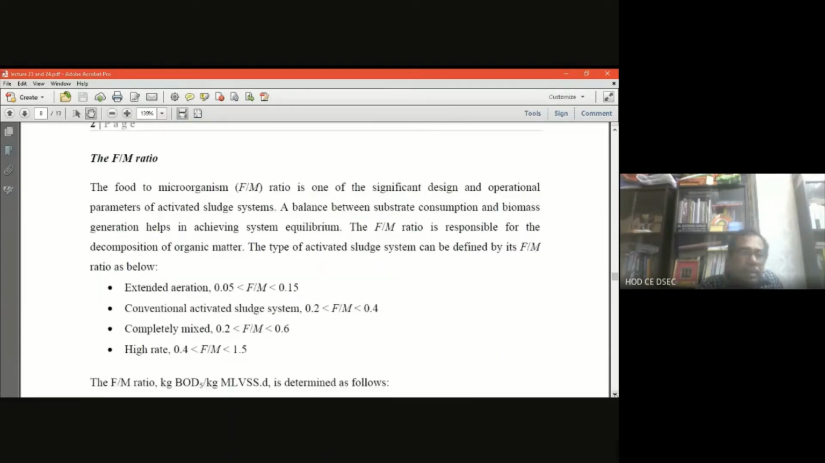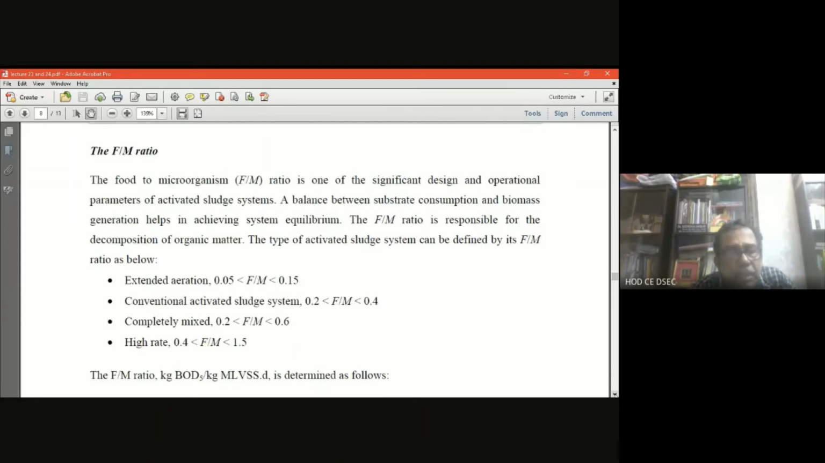Now the F by M ratio, which is a very, very important parameter in the biological reactor. What is F? F is nothing but the food, that is the substrate, that is the organic matter in the wastewater, whatever you call in the numerator portion. And what is M? M means microorganisms. So by finding out the F by M parameter, we can at least decide what type of activated sludge system is there, what type of treatment will be there.